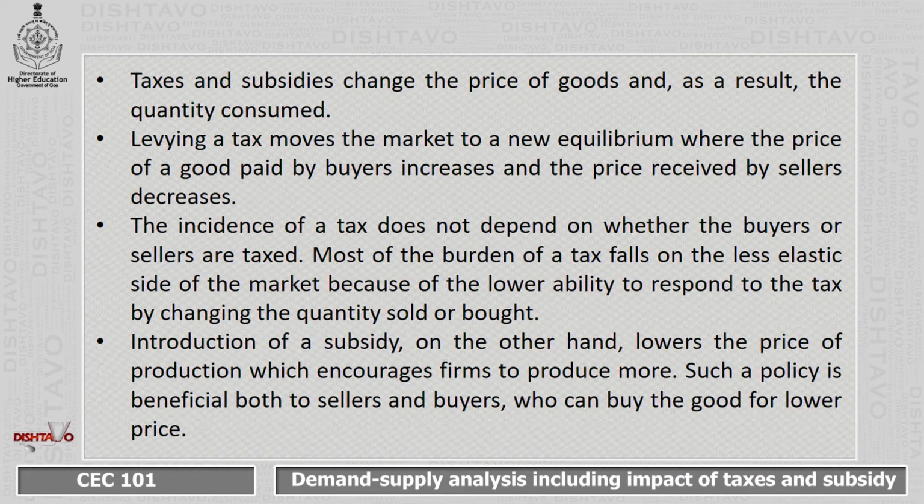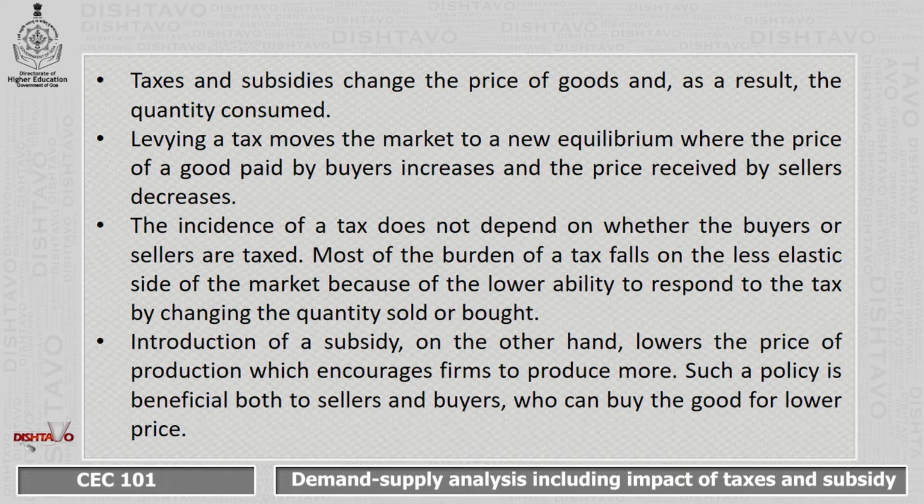Now, why are taxes imposed and subsidies paid to the firm? Taxes and subsidies change the price of goods and as a result the quantity consumed. Levying a tax moves the market to a new equilibrium where the price of a good paid by buyers increases and the price received by the sellers decreases. The incidence of a tax does not depend on whether the buyers or sellers are taxed.